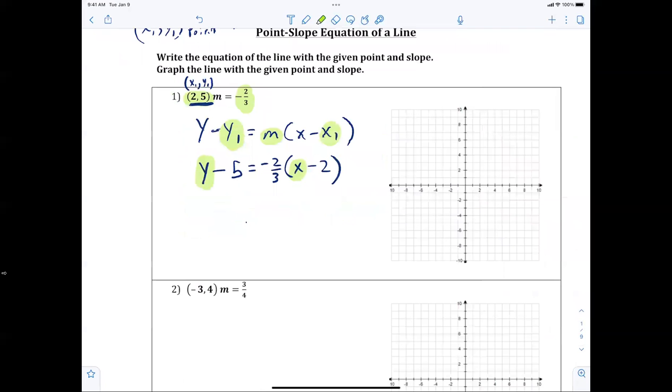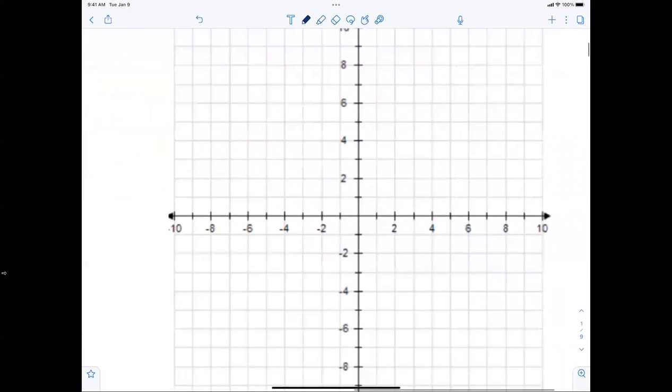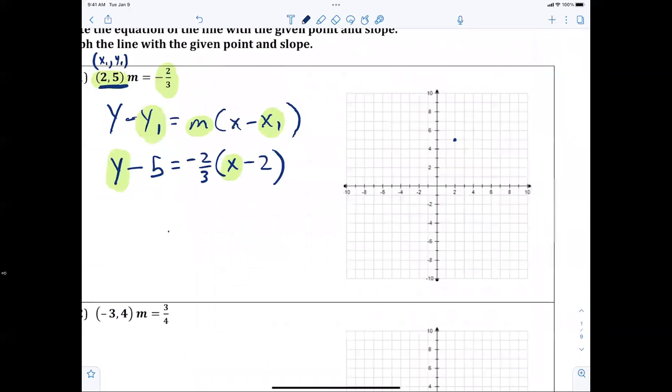All right. So here we go. Now to graph it, everybody's got to graph 2, 5. There we go. Over 2, up 5, plot a point. Now from that point, what do you have to do?